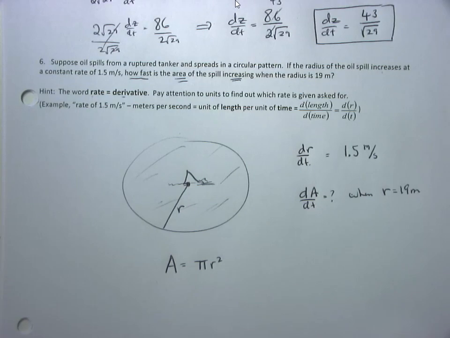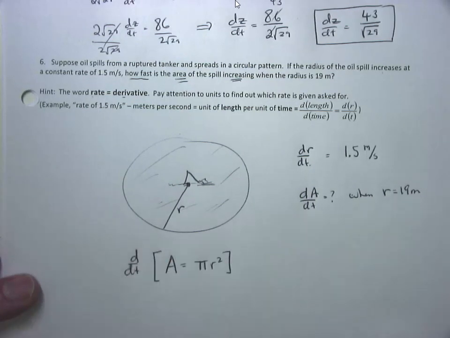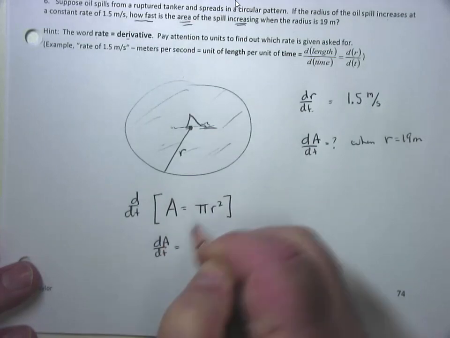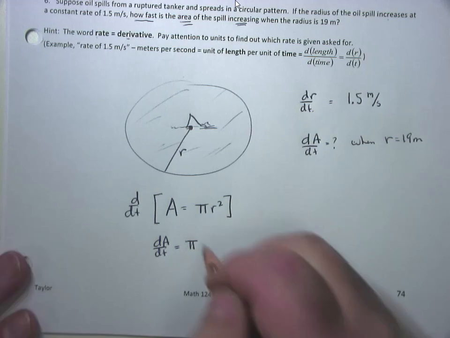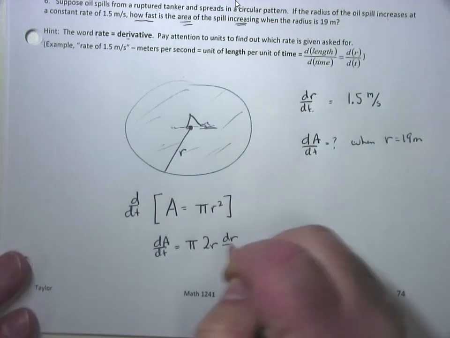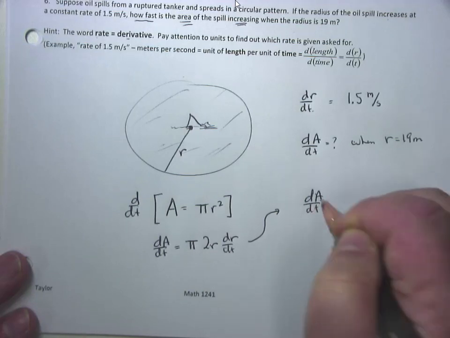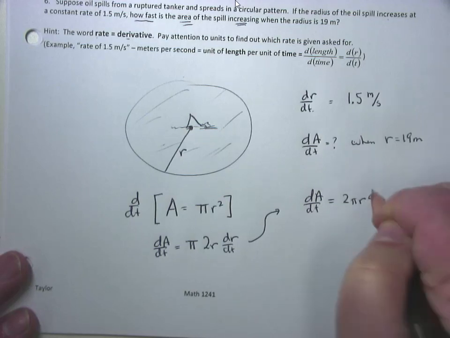Okay, now what are we going to do to calculate this thing over here? We're going to take this equation and take the derivative with respect to time. This will give me dA over dt is equal to, pi is a constant, leave it alone. What is the derivative of r squared with respect to time? 2r what? dr over dt. So I'm just going to clean that up. Derivative of A is dA over dt, so dA over dt equals 2 pi r dr over dt.